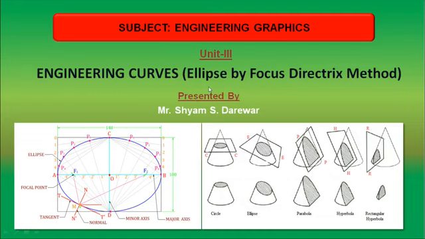We have two different methods of drawing an ellipse in our syllabus. The first method for drawing the ellipse is the focus directrix method. This method is also termed the general method. Let's start with the first problem based on the focus directrix method of an ellipse.